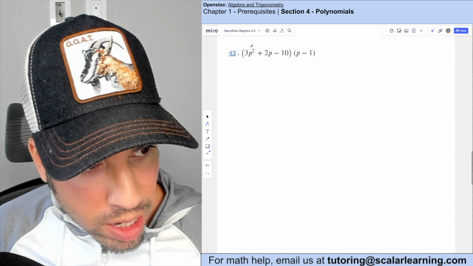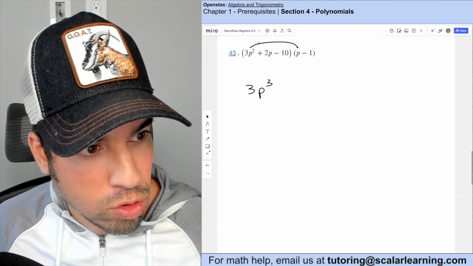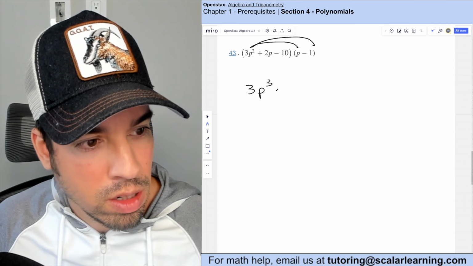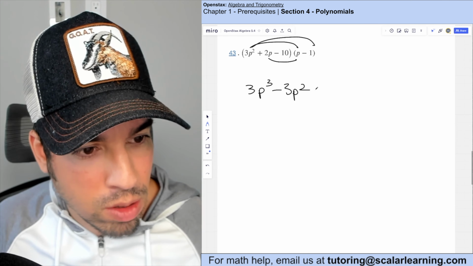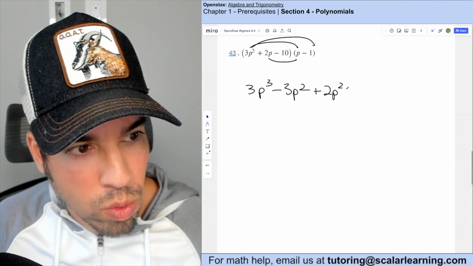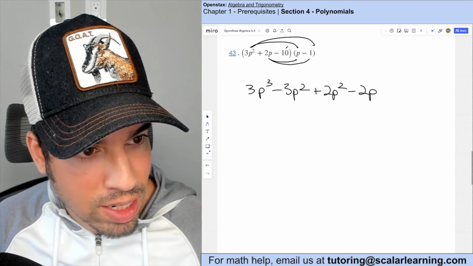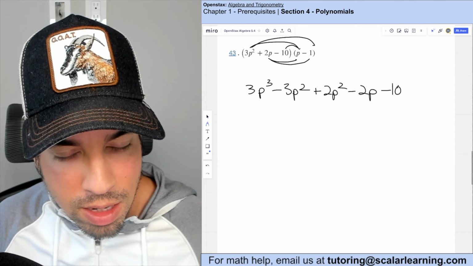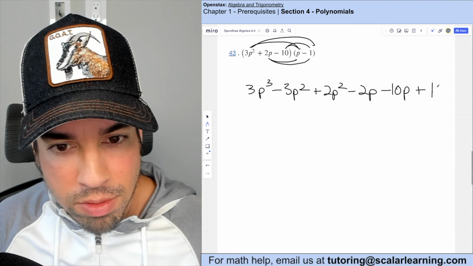Here we're going to distribute as follows. 3p squared times p is 3p cubed. 3p squared times minus 1 is minus 3p squared. Then we got 2p times p, which is 2p squared. 2p times negative 1 is minus 2p. Last but not least, we got negative 10 times p, which is minus 10p. And negative 10 times negative 1, which is positive 10.